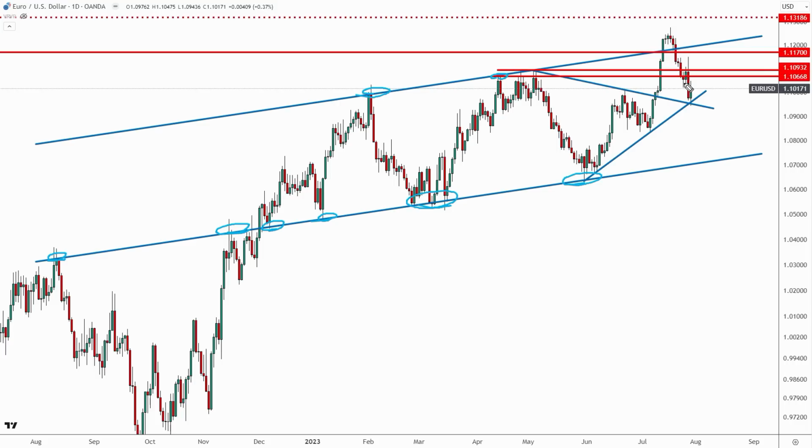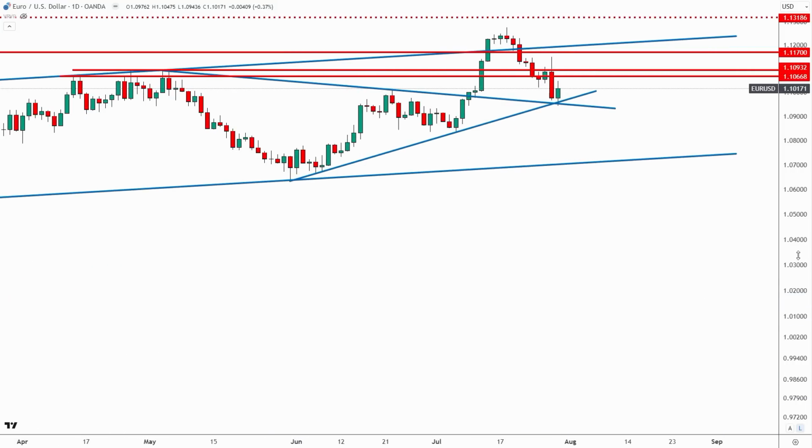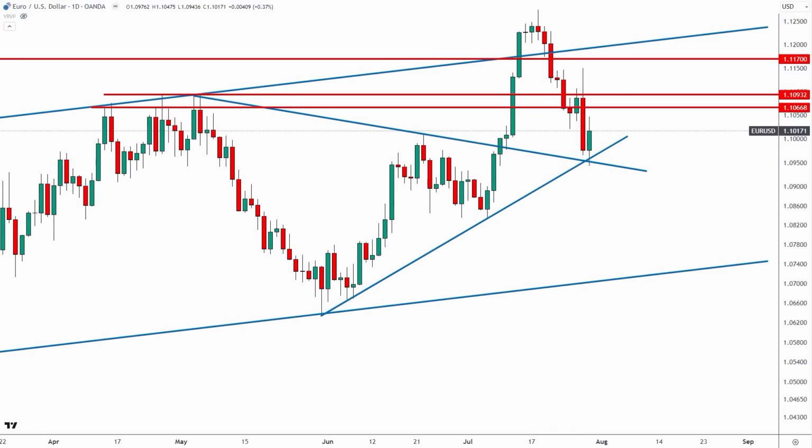Now, my target was hit at 1.095. This is the level that I also talked about last weekend. You can see here that we do have an intersection between this short-term trend line and also this short-term trend line. So 1.0950 was the support for the euro, and you can see we got a significant bounce here on Friday.